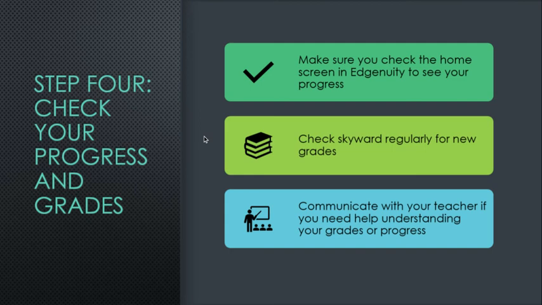Now, our last step is to check your progress and your grades. So, you're going to make sure you check the home screen in Edgenuity to see your progress. All your home tiles should show you your progress, or you can click on the course map to see your specific progress in each class. Make sure you're checking Skyward regularly for new grades because we are still putting in grades in Skyward just like we always have been. And make sure that you communicate with your teachers if you need help understanding your grades or your progress.